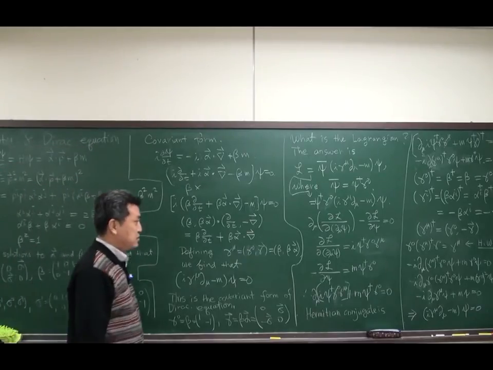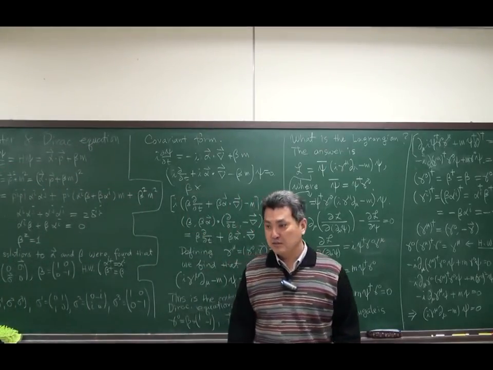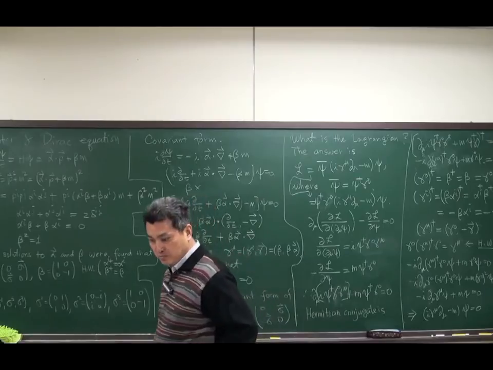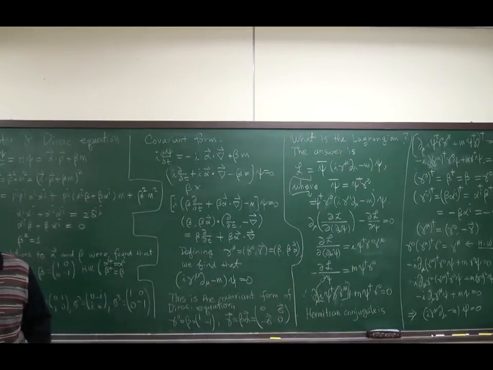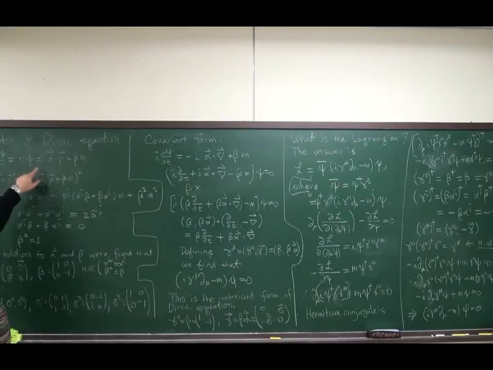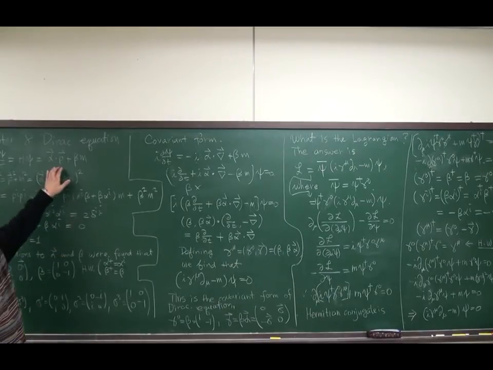In this class, we study more about the Dirac equation. Actually, in the previous class, we derived the Dirac equation, right? And the Dirac equation is written like that. The Hamiltonian is linear in momentum multiplied by some matrix, and linear in mass multiplied by some matrix.